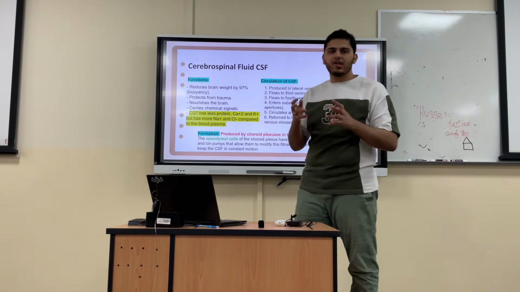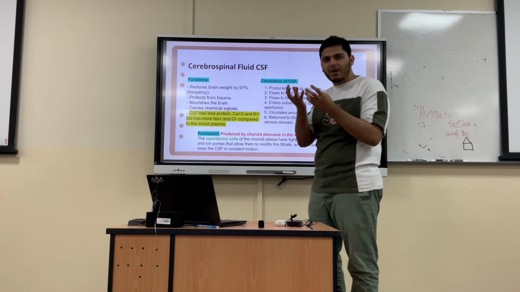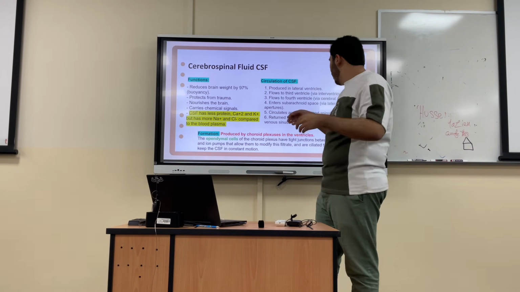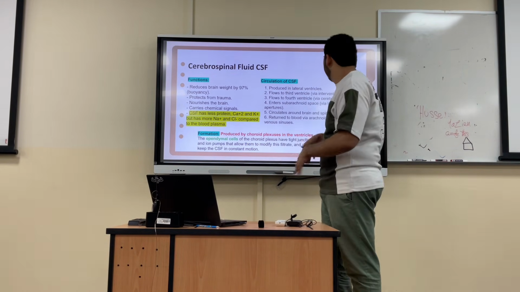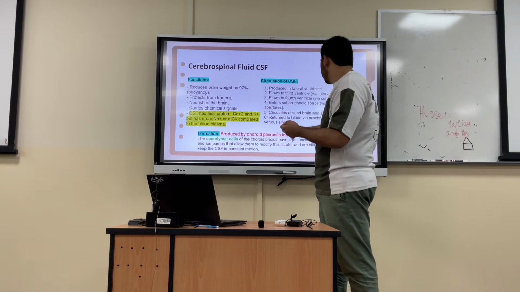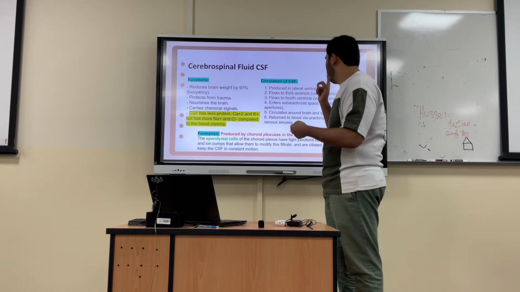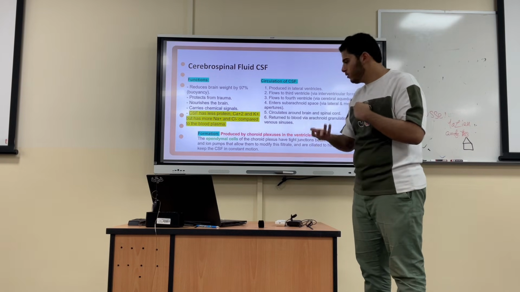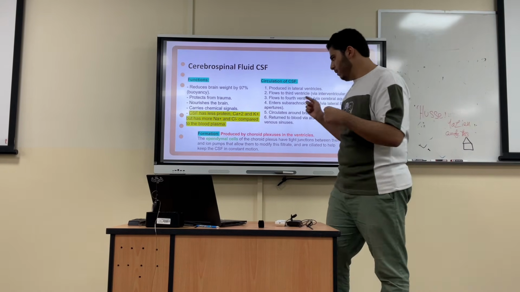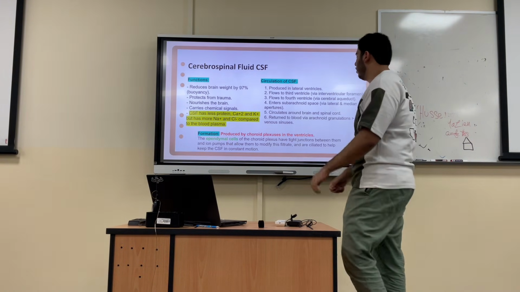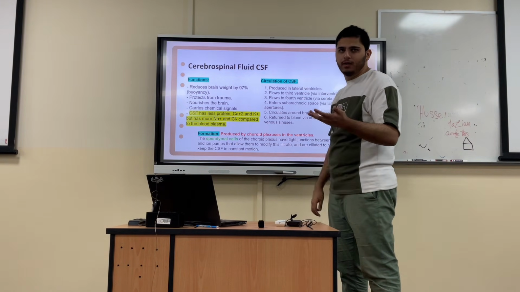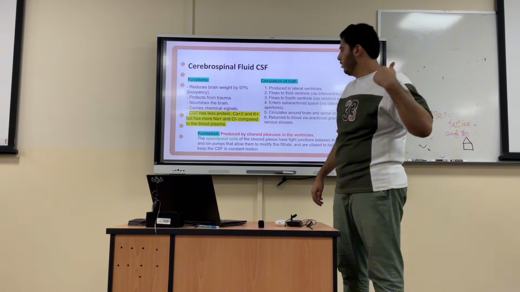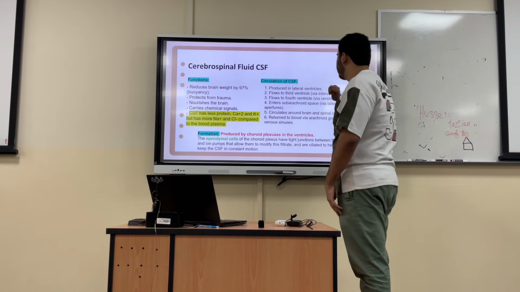Now the formation. How is the CSF formed? It's produced by some capillaries found in the ventricles, especially in the lateral ventricle, and then it proceeds on its journey. Produced by the choroid plexus in the ventricles. The ependymal cells of the choroid plexus have tight junctions between them and ion pumps that allow them to modify the filtrate, and are ciliated to help keep the CSF in constant motion. The ependymal cells are ciliated to push the CSF in one direction, like the power stroke you take in the cells chapter, the cilia.